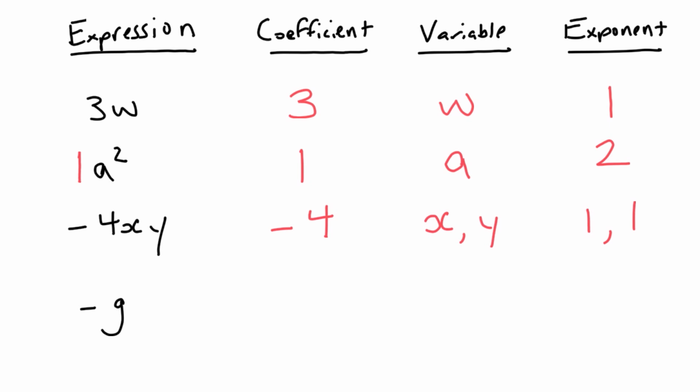This last one, negative g. What is the coefficient? Remember, there's an invisible 1 there, so it's actually negative 1. The variable is g, and the exponent is the invisible 1. Right up here, there's an invisible 1.